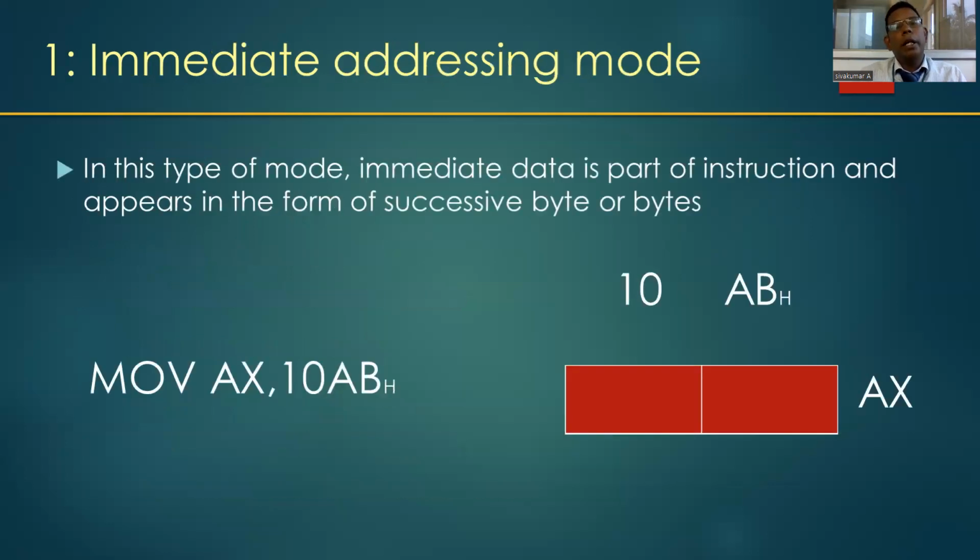First, we will discuss immediate addressing mode. In this type of mode, immediate data is a part of the instruction. The data will be present in the instruction itself, appearing in the form of successive bytes. Example: MOV AX, 10AB. 10AB is the data that is present in the instruction.